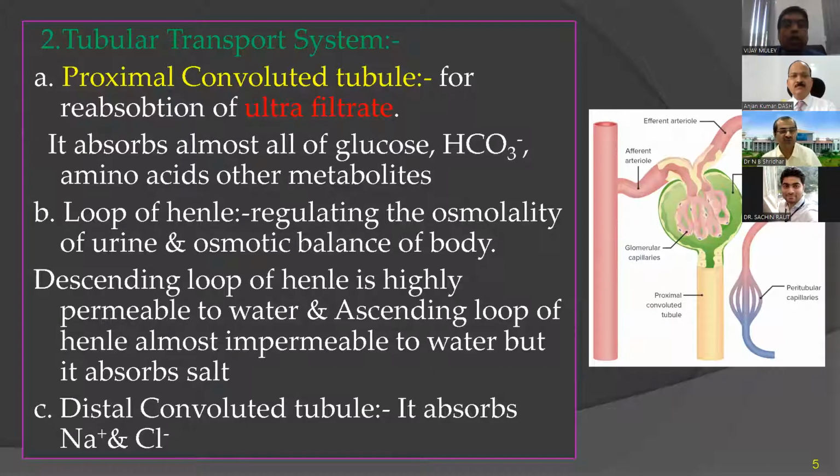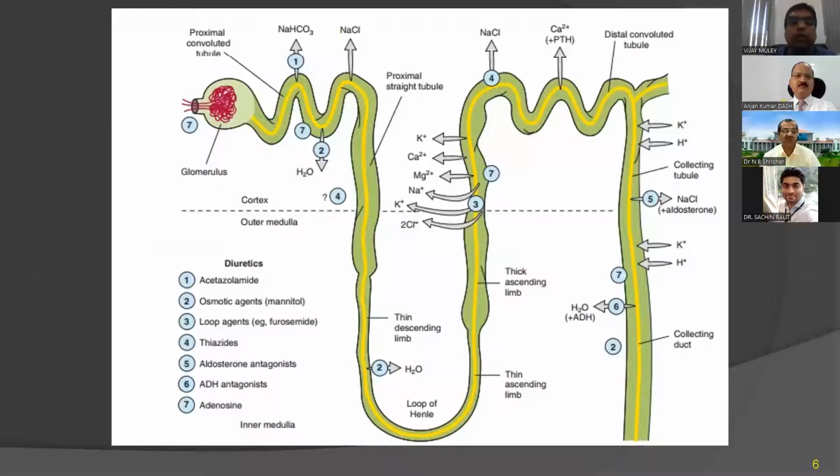Then it absorbs almost all the glucose, bicarbonate ions, and other metabolites, and in the loop of Henle, most of the water is absorbed back into the circulation. And of course, the distal convoluted tubule also absorbs sodium and chloride, and hence it is an important part. So here you can see that in different parts of the nephron, the water is absorbed back into the system.